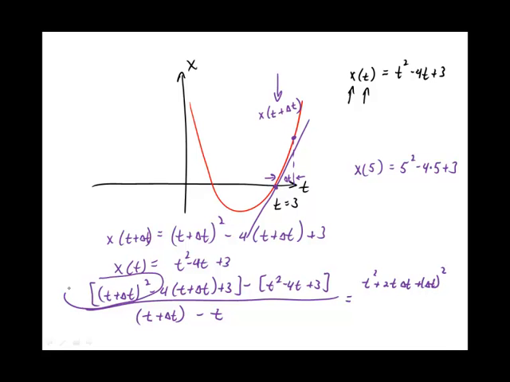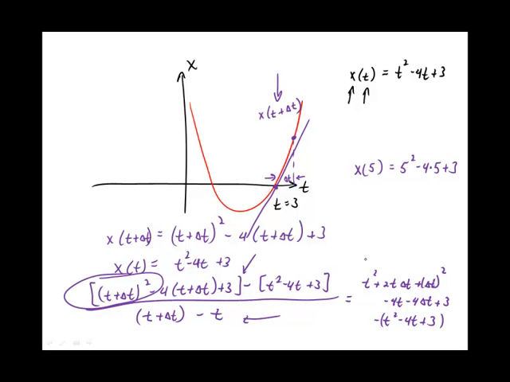That's just this part right here. Minus 4t minus 4 delta t plus 3. So I've done everything inside of that bracket. Then I'm going to subtract t squared minus 4t plus 3. I'm subtracting all of that. And then the denominator here is very simple. It's just t plus delta t minus t, so that's just delta t.